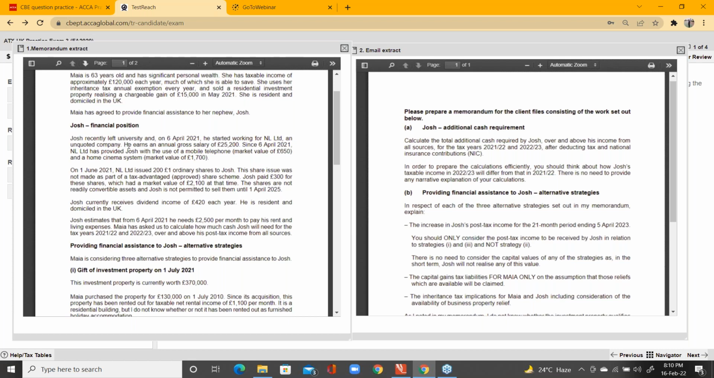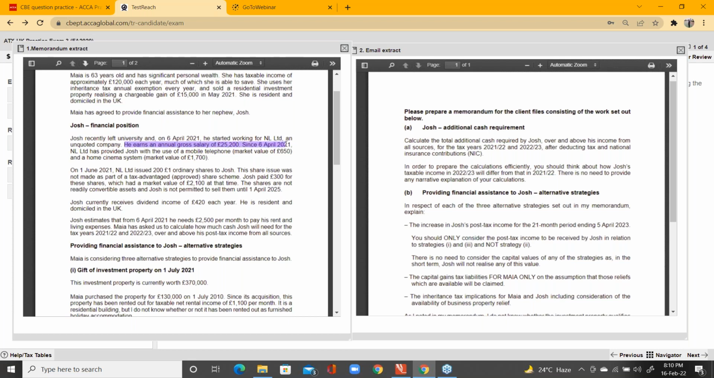So while reading the question, you have to sum up a few points with respect to the scenario in your mind. It's not that you are just doing a plain reading. It should not be like that. While reading the question, a few points you have to sum up, and there should be a roadmap of how we would be answering this part of the question. He earns an annual gross salary of 25,200.